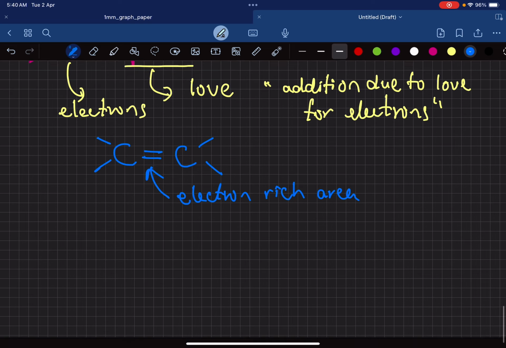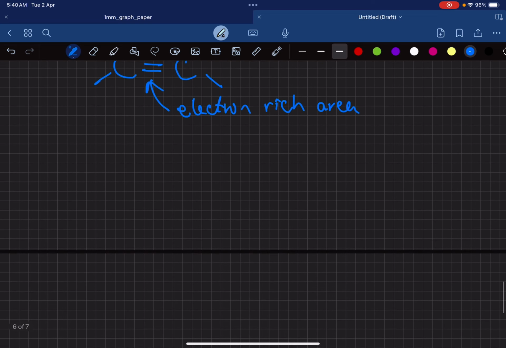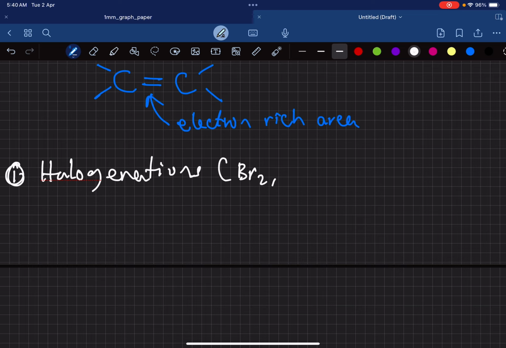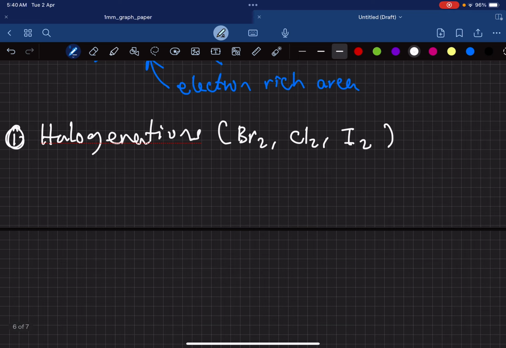Some examples of electrophilic additions that you may have seen even in high school are halogenations. This is basically where you add things like bromine, chlorine, or iodine to alkenes. So for example, let's say we take propene. I'm going to use propene as an example, and we do addition with bromine.